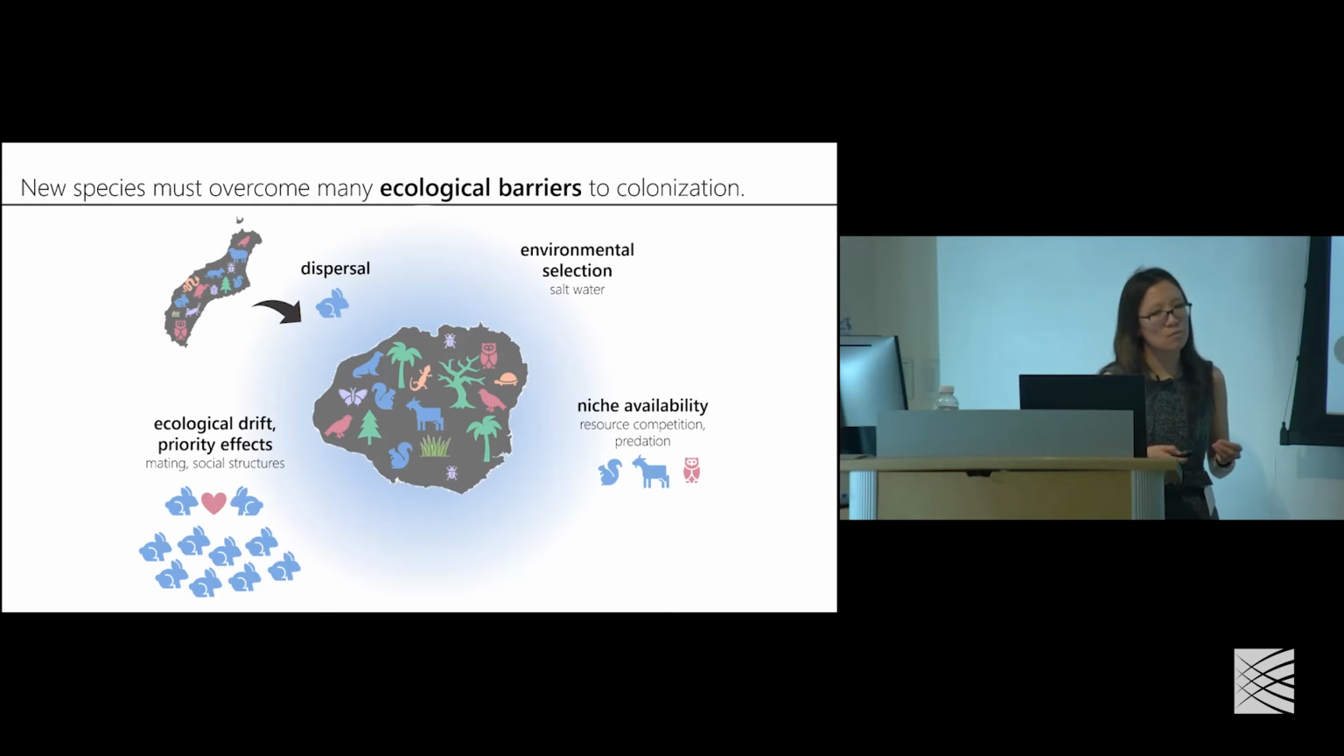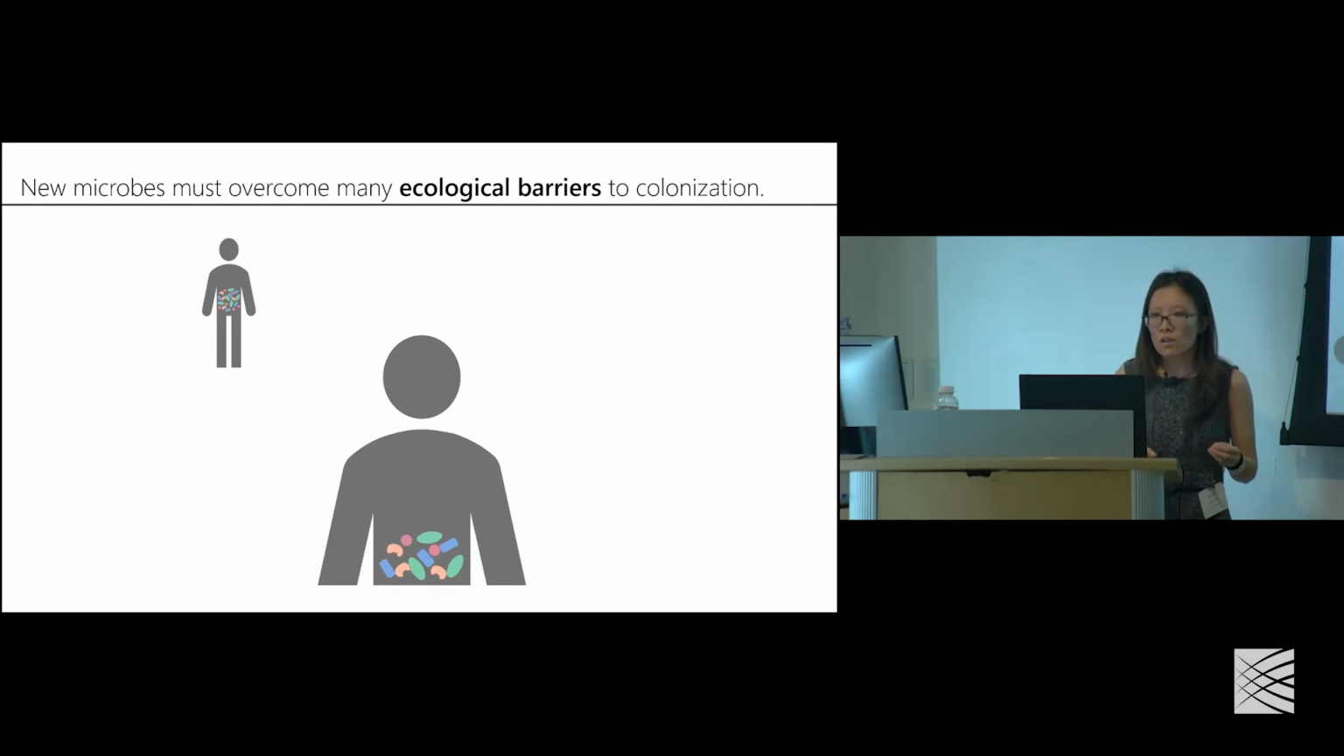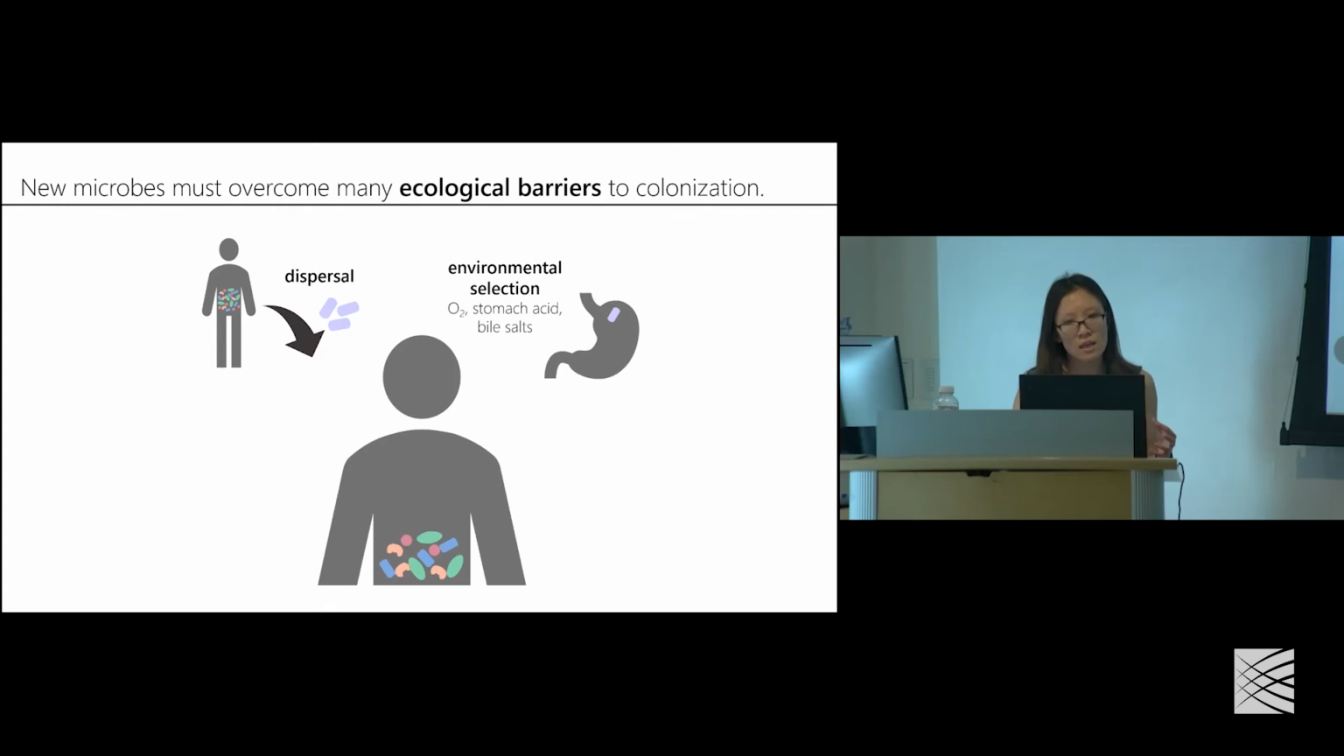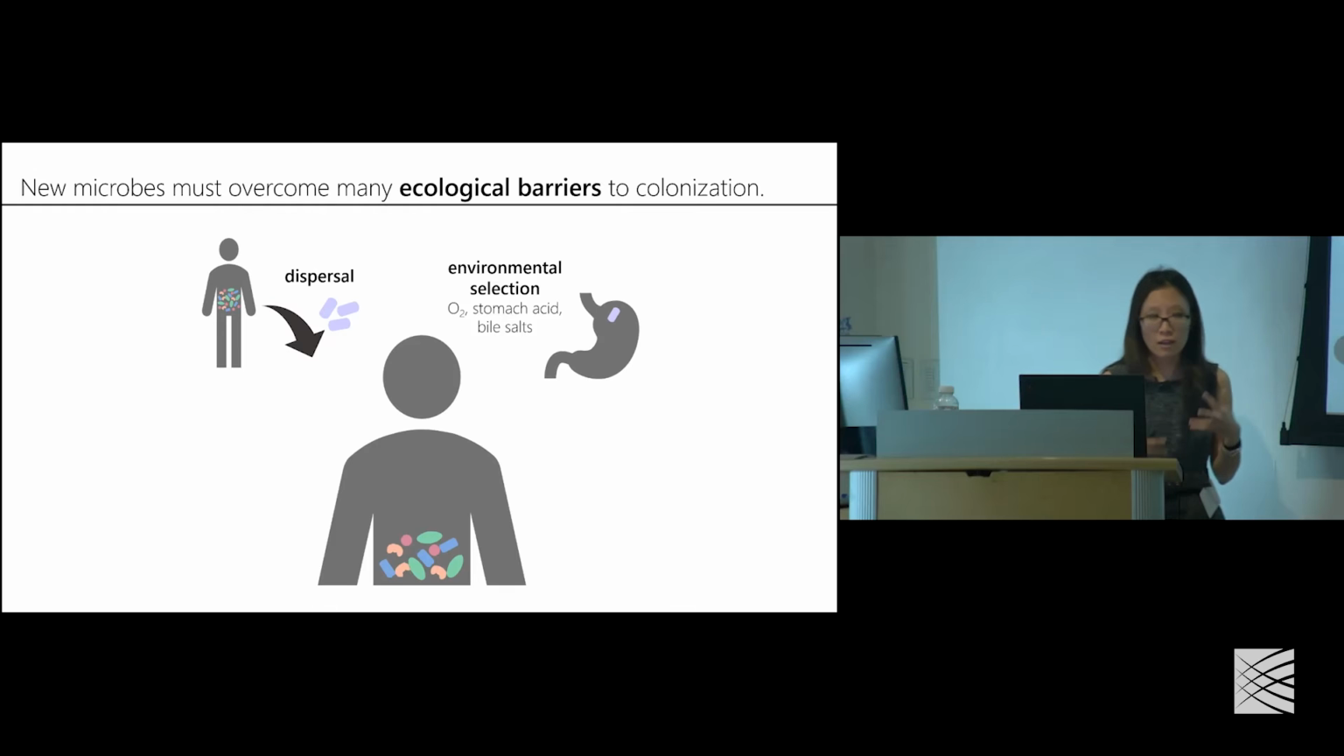All right, so these are all concepts from invasion biology and macroscopic ecosystems, but we can easily import them into a microbial context as well. So when we think about microbes that are colonizing a new host, we have similar ecological barriers. Microbes first have to disperse from one host to another, and in doing so, they experience passage through harsh environments. They encounter oxygen, and they also have to survive the passage through the harsh environment of the stomach.